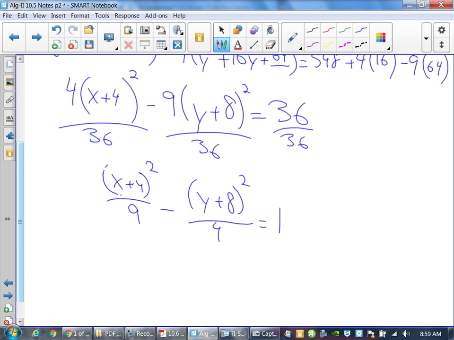I get confused because the parabola goes up and down. But remember, if it's left and right, the a squared is underneath the x. So if the x squared is first, a parabola is up and down. Nice. Do you need me to graph this?